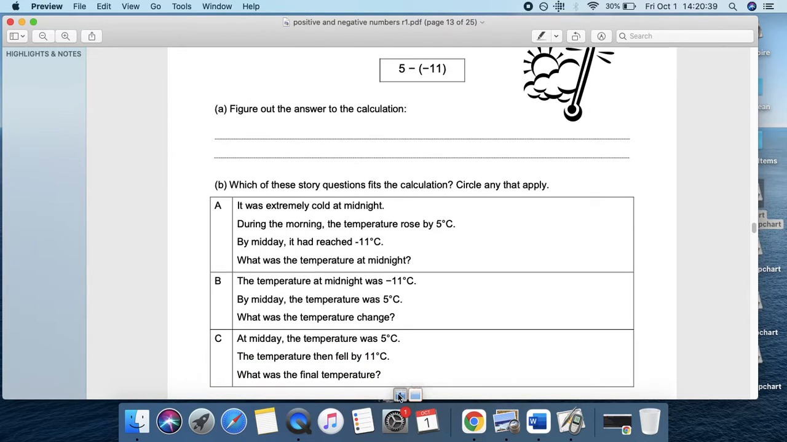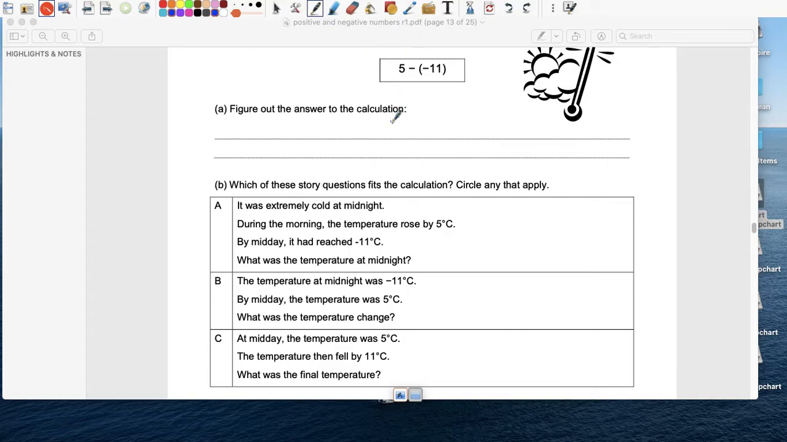All right, so here's 5. Subtract it. What do you call negative 11? You can change it to this if you like, and it becomes that. So the answer to the problem is 16. Now, which of these story questions fits the calculation?